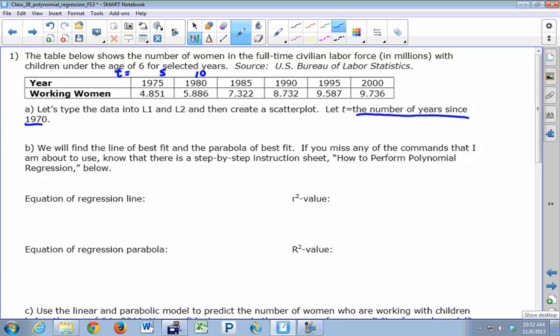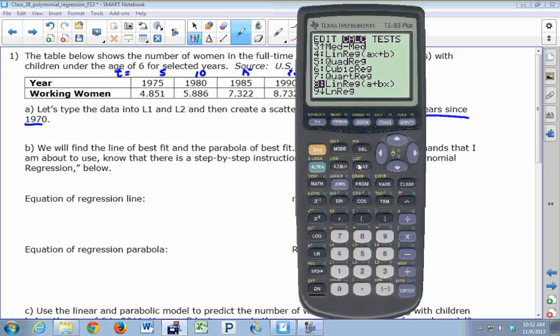10, keep going, 15, 20, 25, and then 30. Okay, so now I have all of the values I'm going to enter into my calculator. And just as a little review, you hit Stat, and your first button is Edit. You hit that, and then you go to L1 or L2. I happen to enter mine last class into L3 and L4.